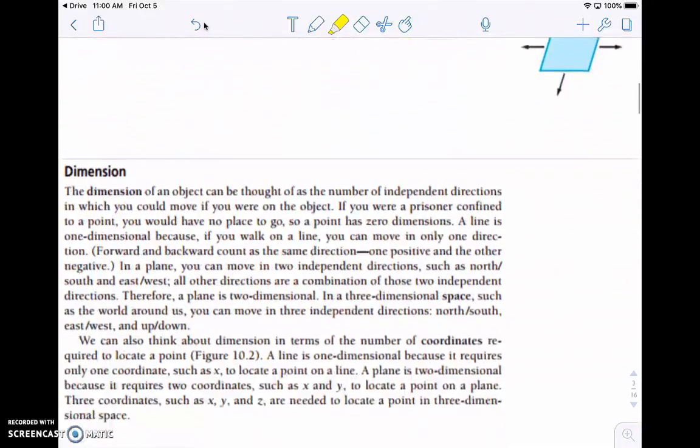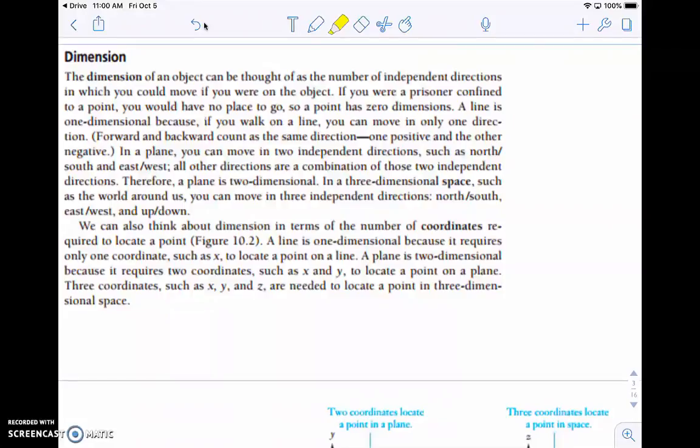And so when we talk about these objects, we can think of them as far as dimensions. The dimension of an object can be thought of as the number of independent directions in which you could move along that object if you were on it. So if you're a prisoner confined to a point, you would have no place to go. You couldn't move at all. So a point has 0 dimensions. A line has 1 dimension, is one-dimensional, or 1D, because if you walk the line, you can move in only one direction. Technically, forward and backwards are the same direction. One is positive, the other is negative, but you can only move in one single dimension.